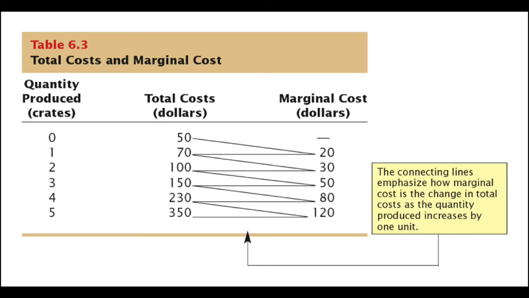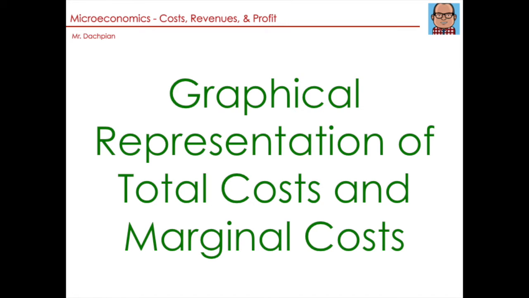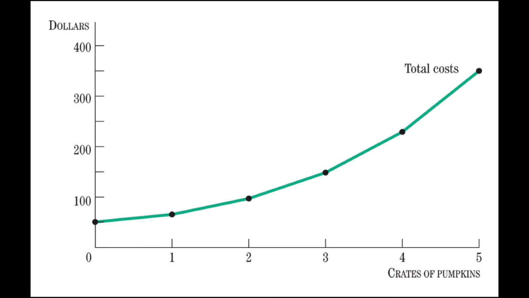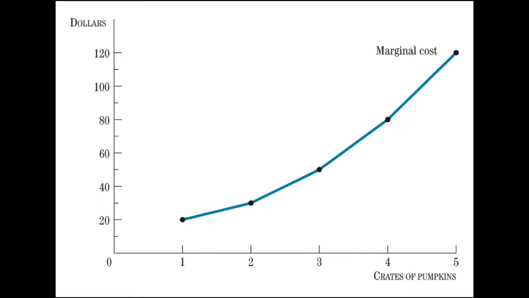With dollars costs on the y-axis and the quantity of crates produced on the x-axis, we can plot the total cost curve using the first two columns of Table 6.3. Similarly, we can also plot the marginal cost of producing pumpkins using the first and the last column in Table 6.3. This shows or illustrates the total cost curve, while this illustrates or shows the marginal cost curve.